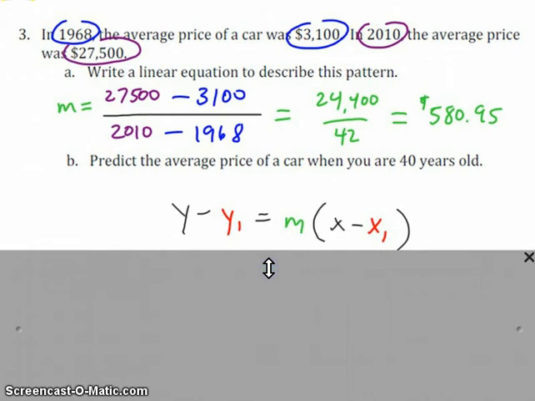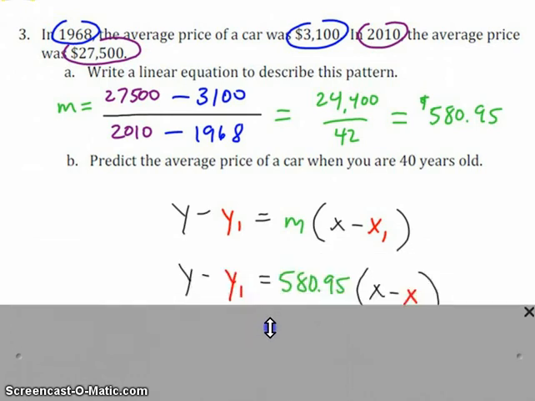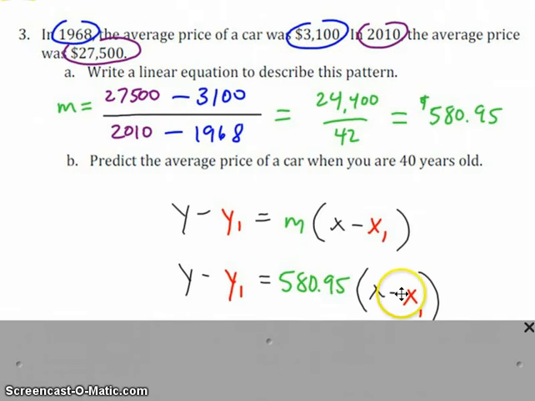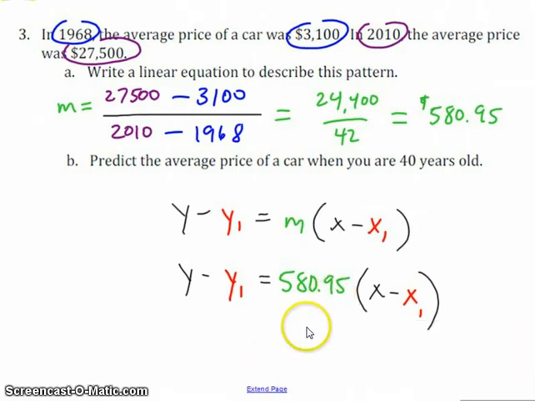Remember, there's your general form for point-slope. You put 580.95 into that. That's as far as I'm going to go in helping you. From here, you should be able to figure out what to put in for y1 and x1. You actually have 2 different choices, but that's all I'm going to tell you. And you should be able to go forward and tell me not only this, but you should be able to figure out where to plug 40 in and be able to tell me what the average price of a car would be when you're 40 years old.